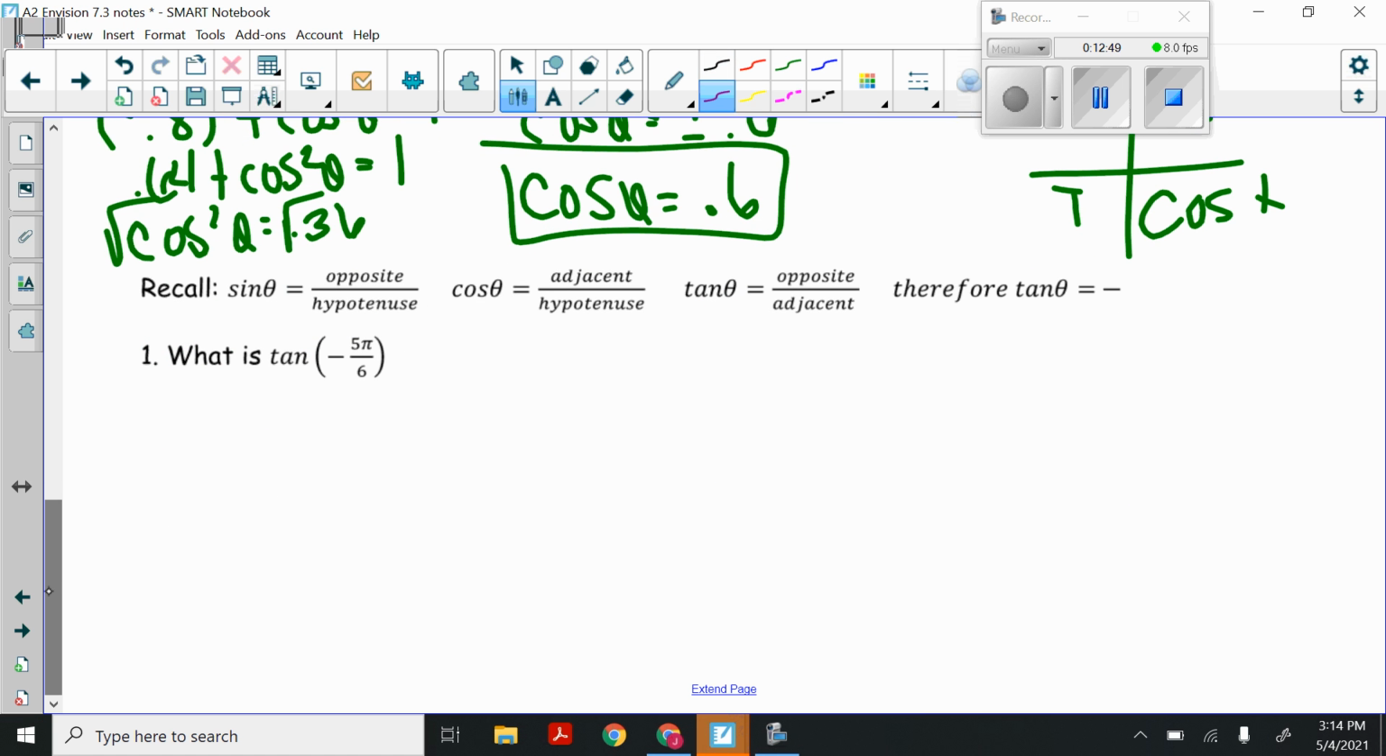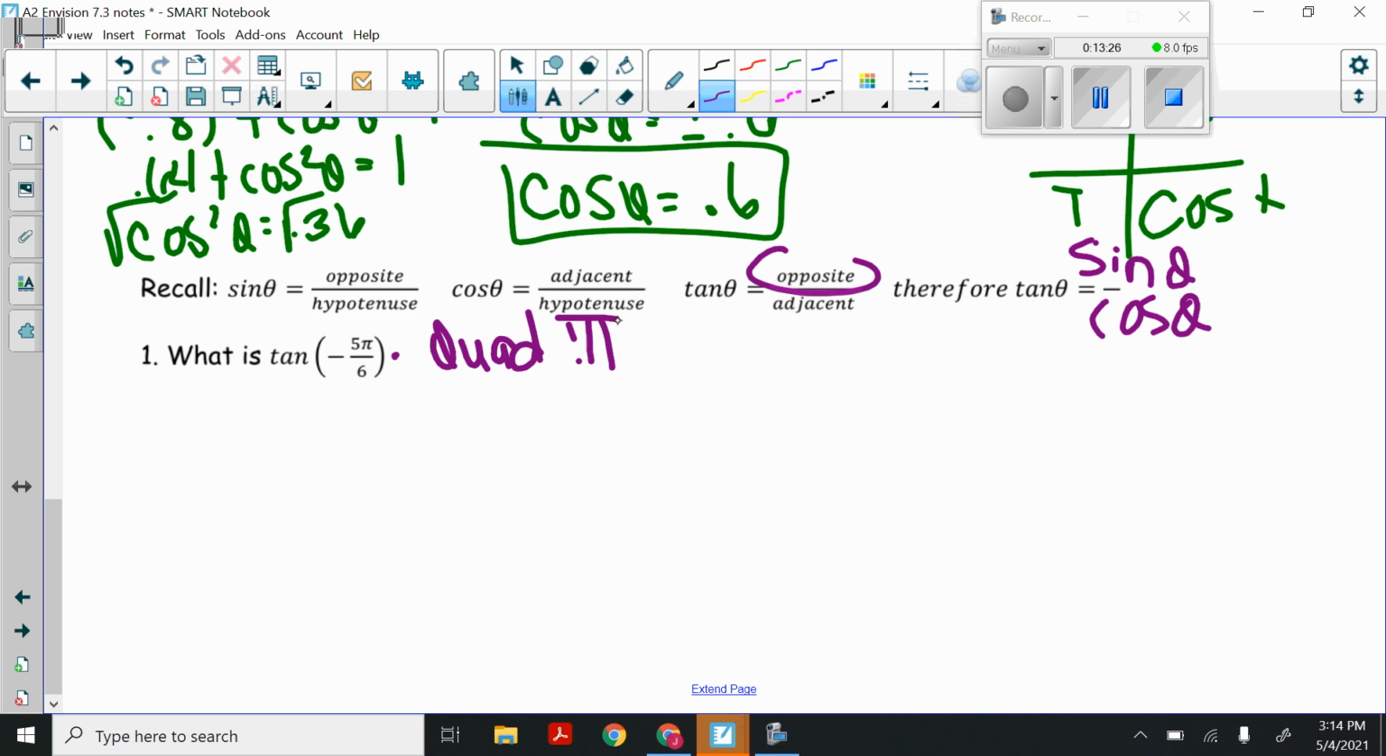All right, so now let's recall our trig identities. Remember that our ratios: the sine of theta is equal to the opposite over the hypotenuse. The cosine of theta equals the adjacent over hypotenuse. The tangent of theta equals opposite over adjacent. Therefore, the tangent is equal to the sine over the cosine, because I have opposite on top, over adjacent on bottom. Okay? So I want to know, what is the tangent of negative 5 pi over 6? And again, I need to tell you that this is in quadrant 3.